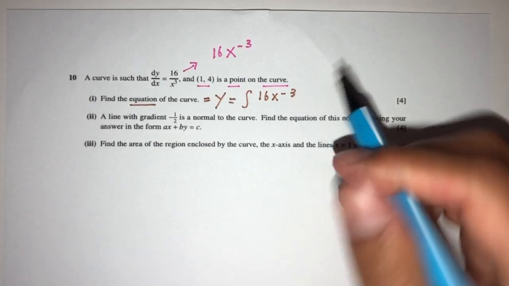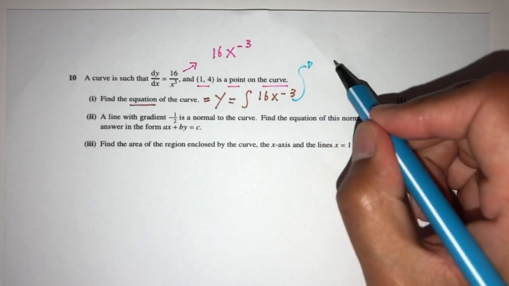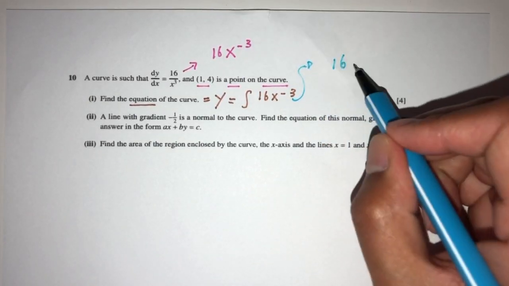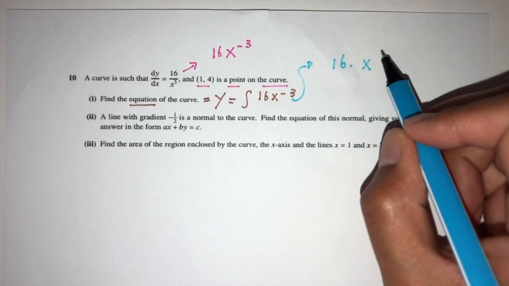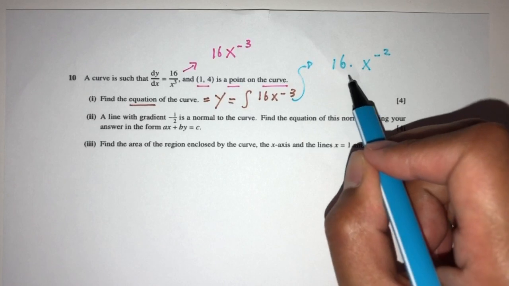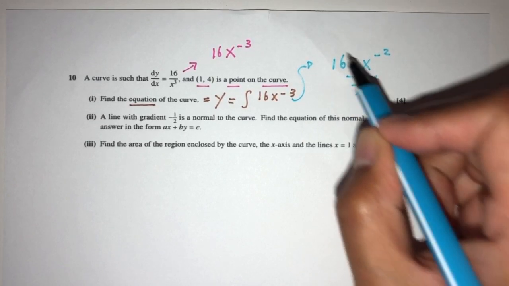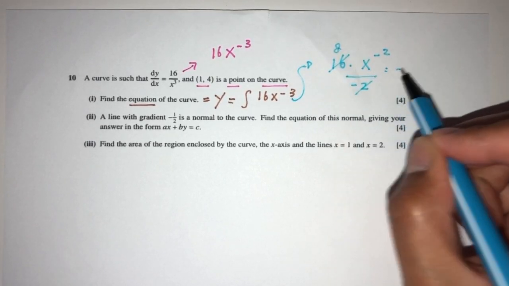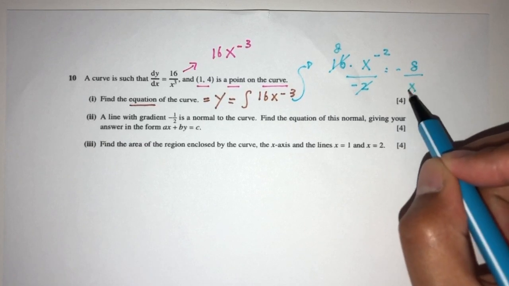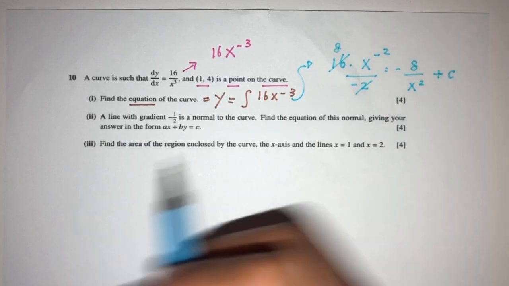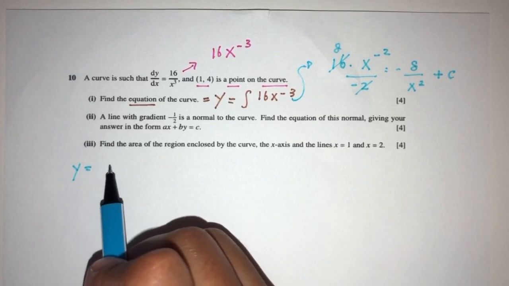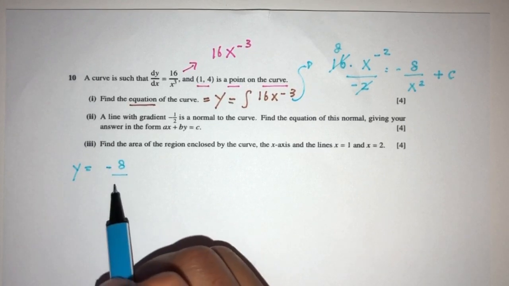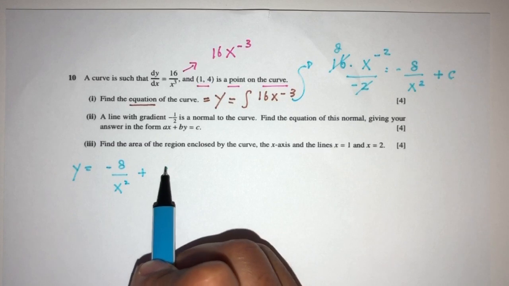Let's solve. Let's see what happens. 16 is only a multiple, so it will be outside. Then we have to find the integration of this. First, you have to add 1. That will be minus 2, and divide by the power. That should be minus 8 over x squared plus c. So y will be what? The value of minus 8 over x squared plus c.